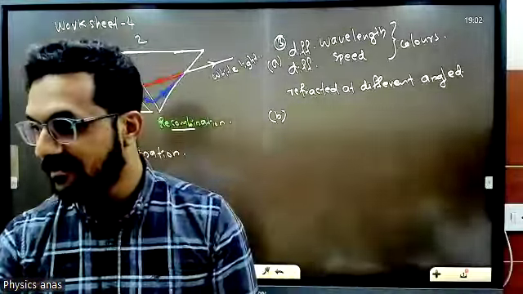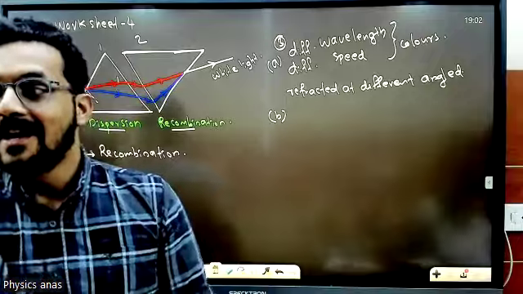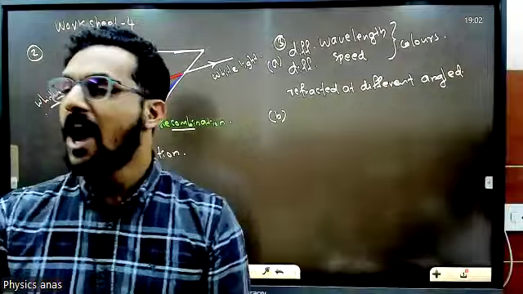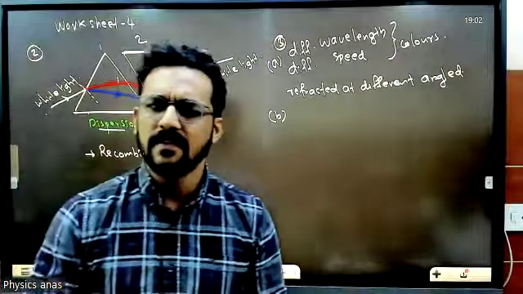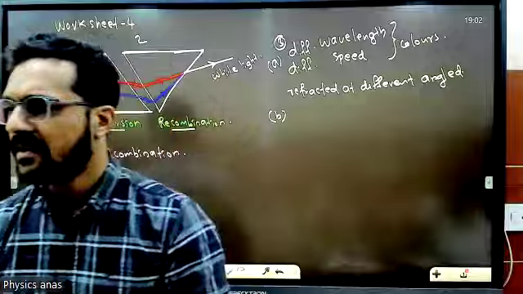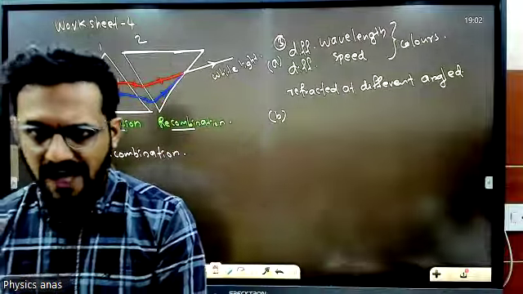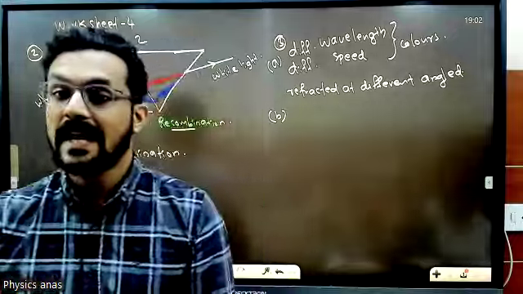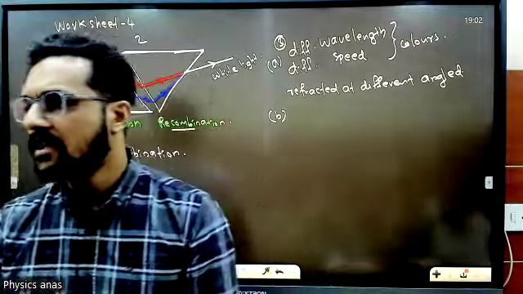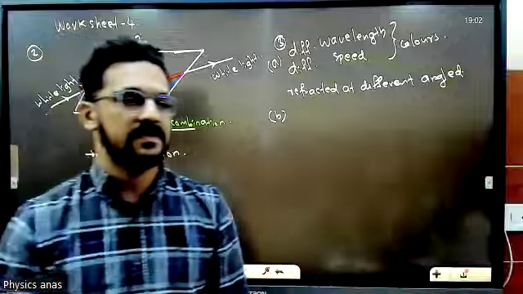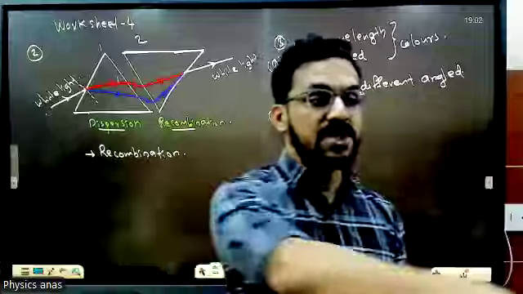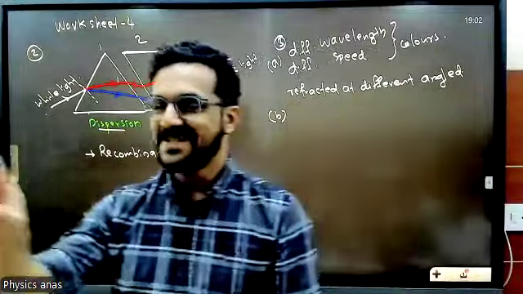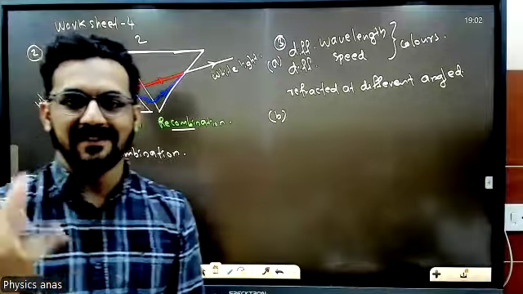Refraction happens, dispersion happens, internal reflection happens, then again refraction happens. So how many times does refraction happen during rainbow formation? Two times. Two times refraction happens in a raindrop. How many times does total internal reflection happen? Only once. How many times does dispersion happen? Yes, once. Dispersion happens only once inside the raindrop.